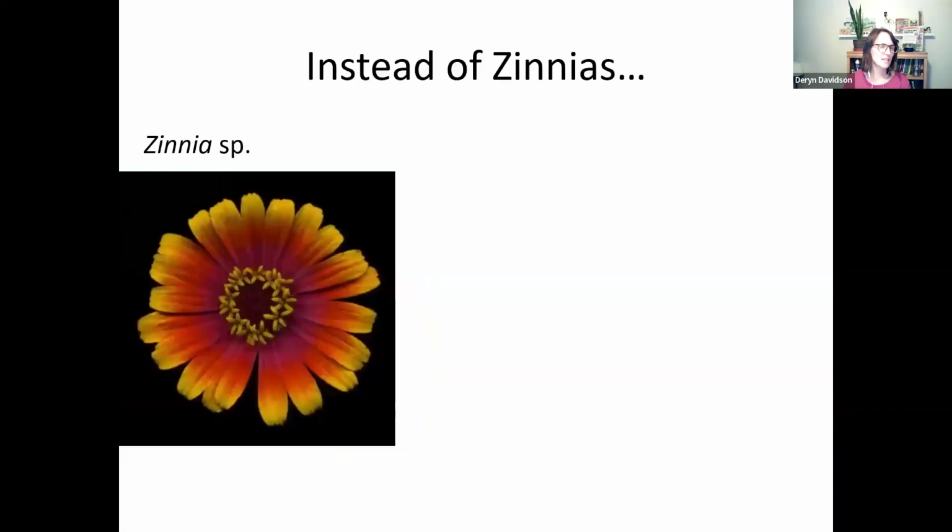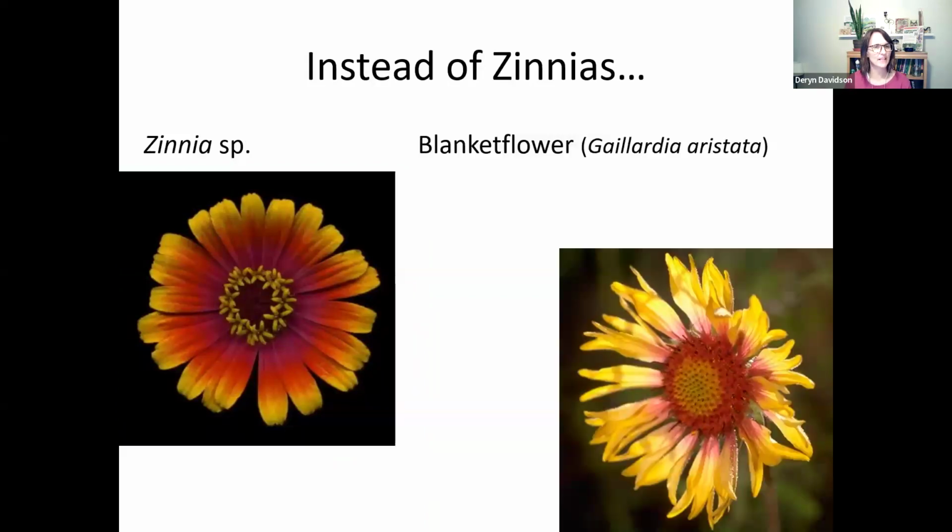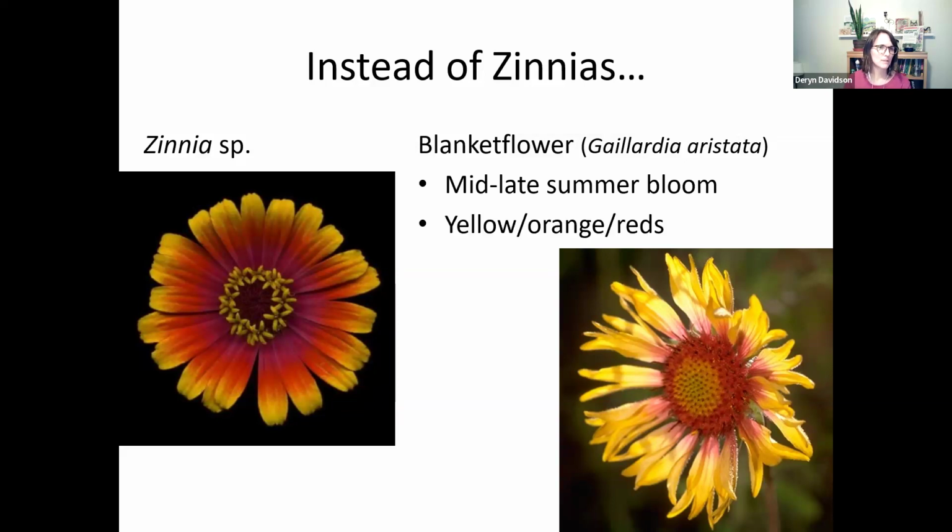Instead of zinnias, which come in lots of different colors, we have something that has a similar look to this colored one, and that is blanket flower, Gaillardia aristata. A lot of people are probably familiar with Gaillardia pulchella, which is native to further east. It has a little bit more red in it, but this is the one that is really more native to the Front Range area. It blooms mid to late summer, with yellows, oranges, and reds.